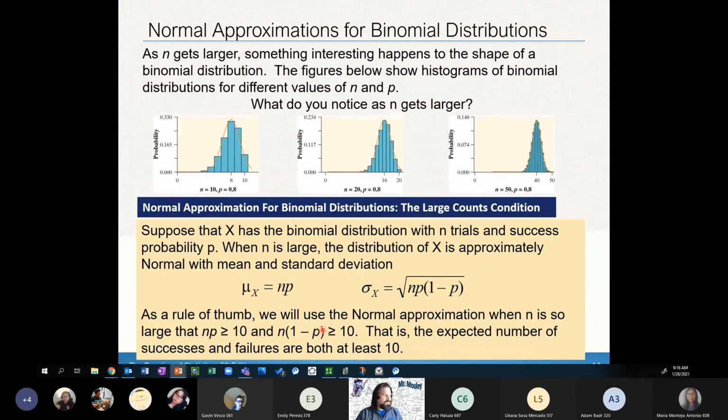As a rule of thumb, we will use the normal approximation when n is so large that n times p is greater than or equal to 10, and n times 1 minus p is greater than or equal to 10. That is, the expected number of successes and failures are both at least 10. If this condition is met, that means I can use a normal approximation to calculate probabilities, which can be helpful, especially if I'm dealing with large numbers. That could be very good.